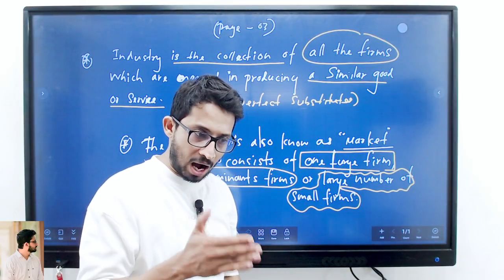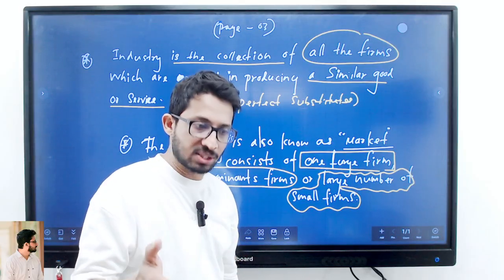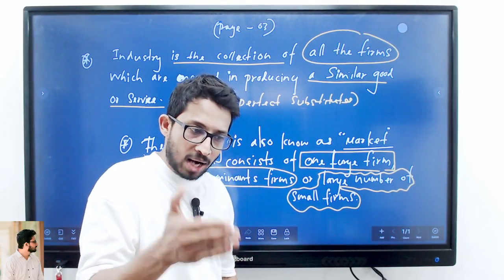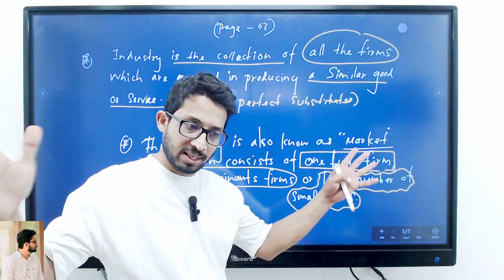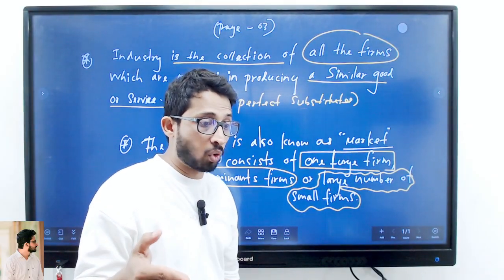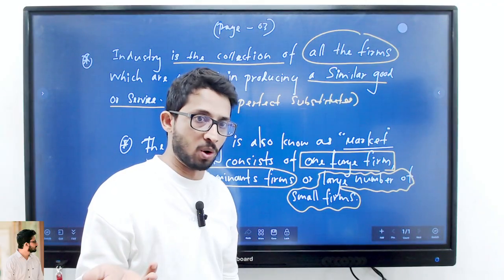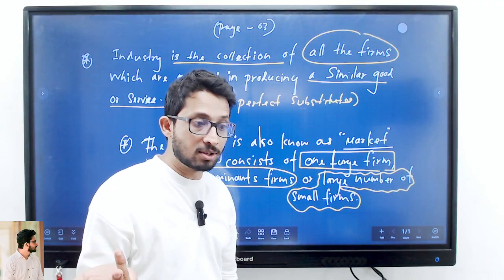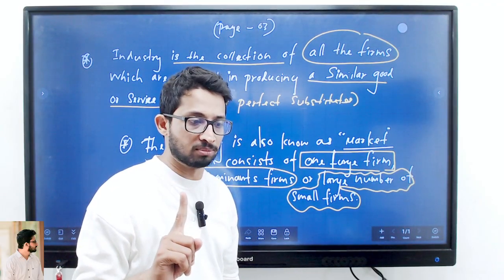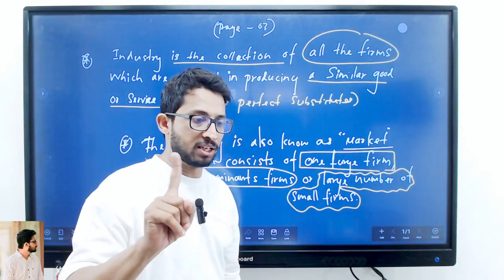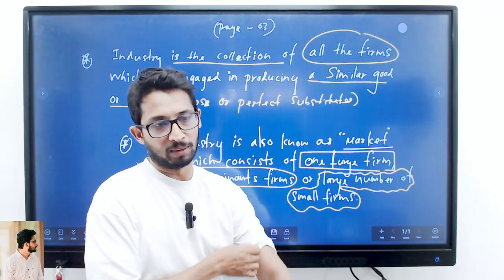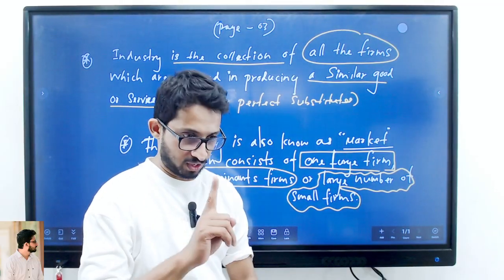Okay, so a market can consist of one large seller like electricity, water supply, the Sri Lankan Water Board. Cigarettes, tobacco owned by one firm. The entire industry dominated by one firm. Okay. Railway, one firm.